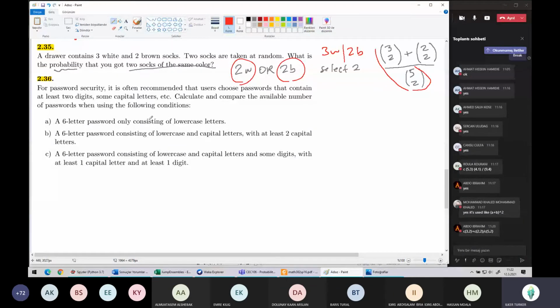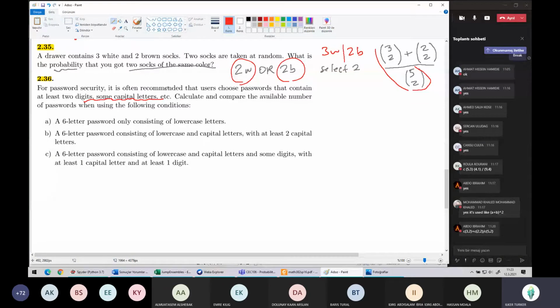For password security, it is often recommended that users choose passwords that contain at least 2 digits, some capitals, etc. This is an example, not exactly a question. When you are selecting a password, you are asked to use uppercase, lowercase, digits, special characters, etc. This is to improve the level of security of your password. Calculate and compare the available number of passwords.